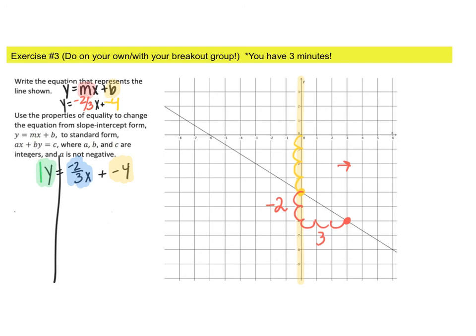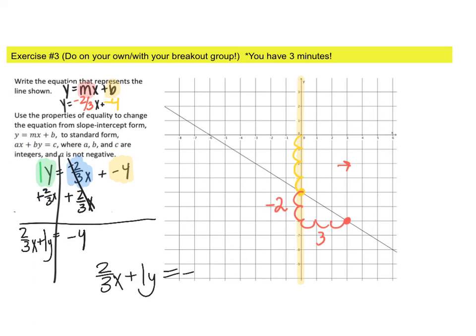Okay, so I'm going to move my x's over. That's the first thing I'm going to do. So the opposite of plus -2/3 x is plus 2/3 x. I move it to the other side. And I'm left with 2/3 x plus 1y equals, this cancels, -4. Well, does this follow AX plus BY equals C format? Yeah. I have 2/3 x, AX, plus 1y, BY equals -4. And that is my answer. We're going to close out this lesson and then do our exit ticket.